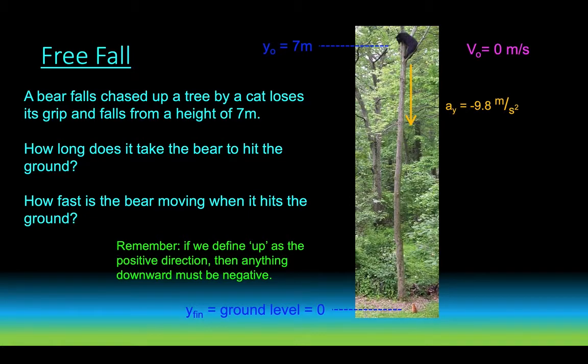I'm going to demonstrate this picture more on the board when I work through this example problem. But the instant the bear has let go of the tree, gravity is accelerating it downward, but gravity really didn't have any time to get it moving in any appreciable amount yet. So the initial velocity is still going to be 0.